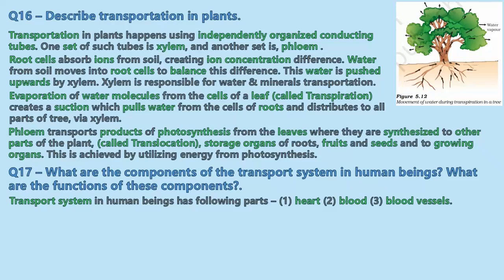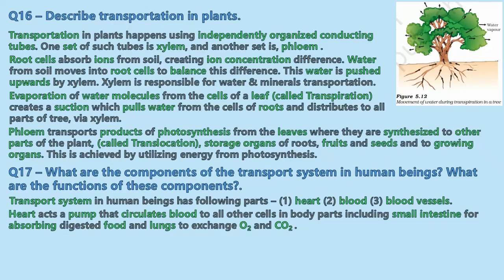Okay, what are the components of the transport system in human beings? What are the functions of these components? This transport system in human beings has the following parts. One is the heart, second is the blood, and third is the blood vessels. These are the parts of the transportation system.